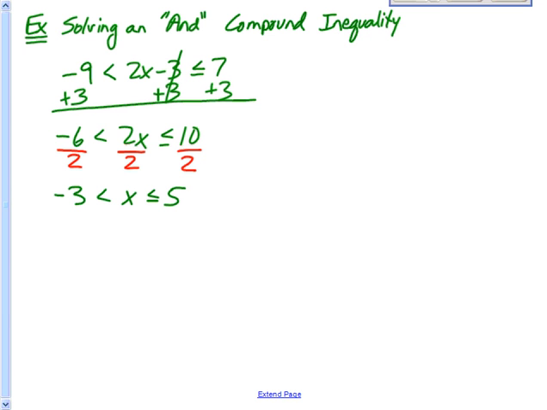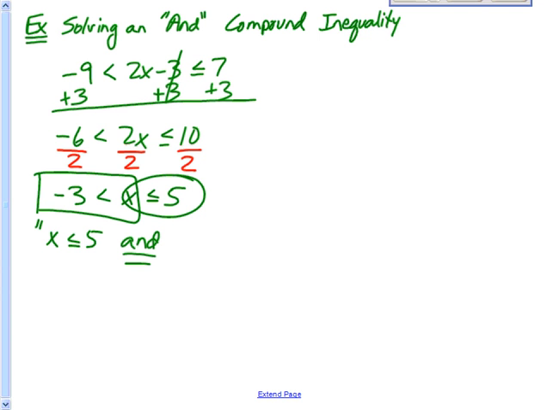So how do you read this? What you do is you read this part first, the x. X is less than or equal to 5, and then you read this other part. We don't read it that way, so I flip it around. If I change their sides here, I have to change that inequality. I read it this way: x is greater than negative 3. So x is less than or equal to 5, and x is greater than negative 3.